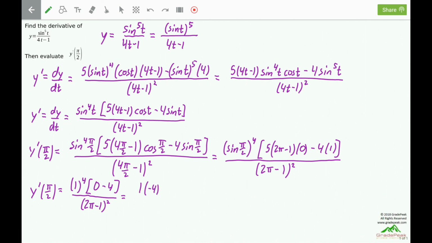0 minus 4 is a negative 4. And then all over the 2 pi minus 1 quantity squared. 1 times negative 4 is negative 4. And we'll just leave the denominator alone. Negative 4 over 2 pi minus 1 quantity squared.